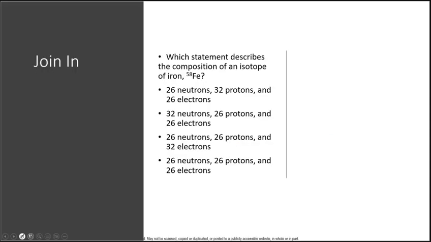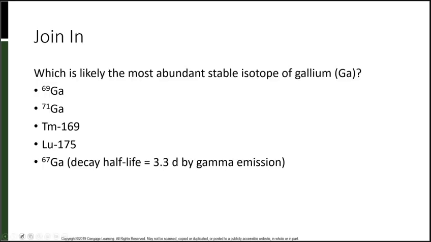Let's do a couple of practice problems. Why don't you pause the video here and see what statement describes the composition of an isotope of iron 58. Pause the video here. Did you get 32 neutrons, 26 protons, 26 electrons? How about this one? What is likely the most abundant stable isotope of gallium? Look at gallium on the periodic table.